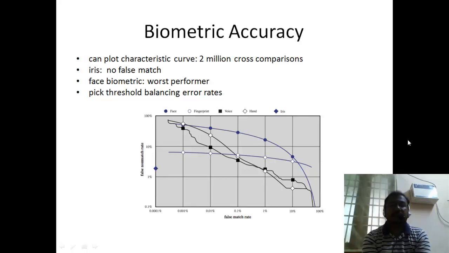So the blue line is nothing but the false match rate, and the white dots represent the fingerprint, the black dots represent the voice, and you have the hand, which is most probably in a hexagon shape, and you also have the iris, which is in the blue kind of representation.